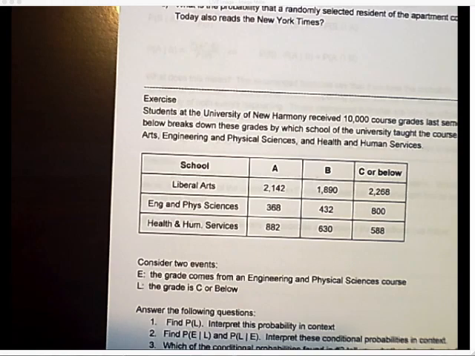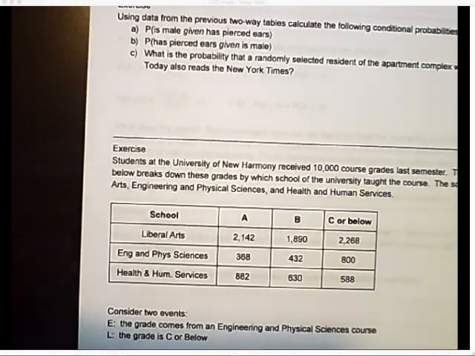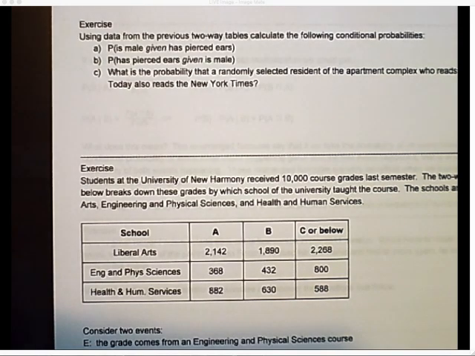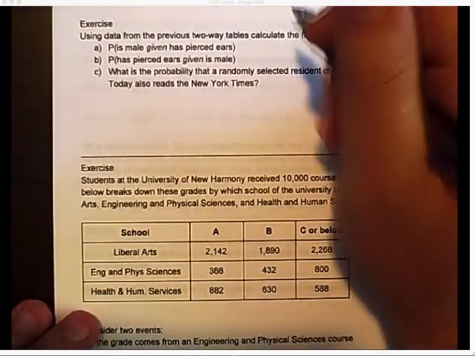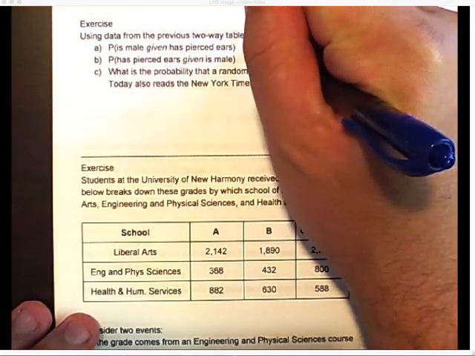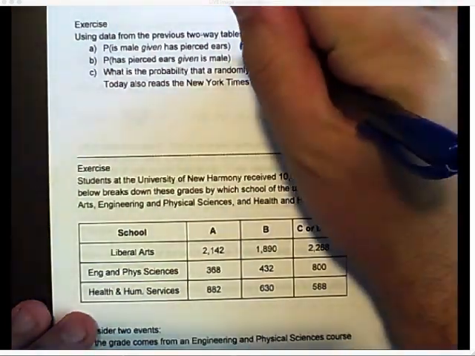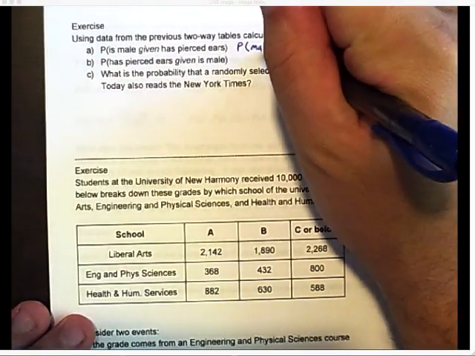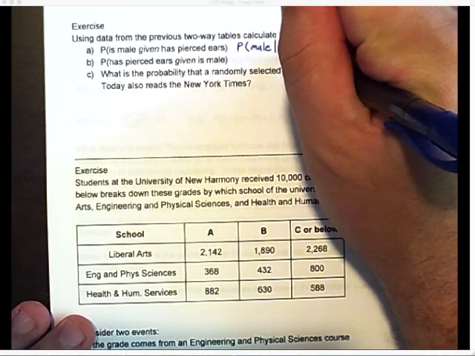It says, using data from the previous two-way tables, calculate the following conditional probabilities. Let's write these in proper notation first. So part A, probability that the person is male given they have pierced ears. So the way I would write that is I want to find the probability that someone is male given that they have pierced ears.